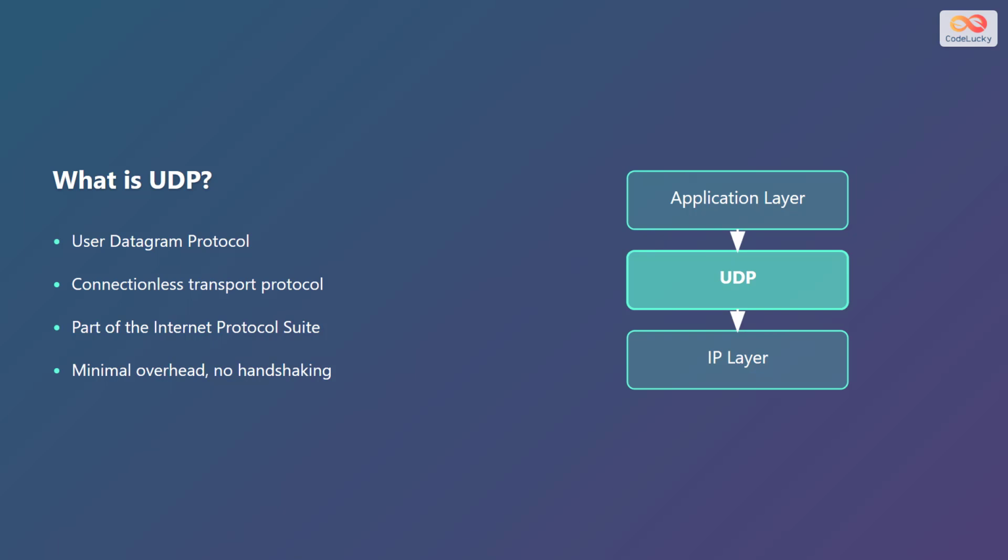So, what exactly is User Datagram Protocol? UDP stands for User Datagram Protocol. It is a connectionless transport protocol. This means that unlike TCP, UDP does not establish a connection before sending data. It's an integral part of the Internet Protocol suite and is known for its minimal overhead, as it doesn't involve any handshaking processes.